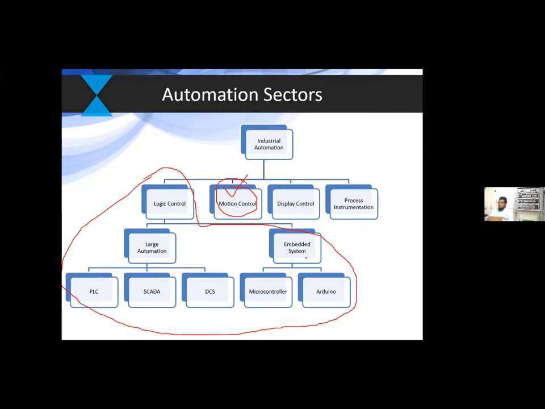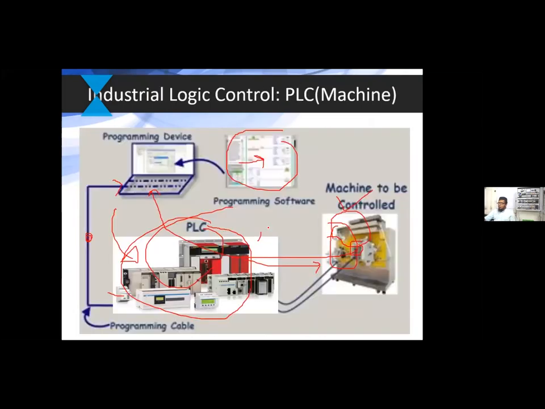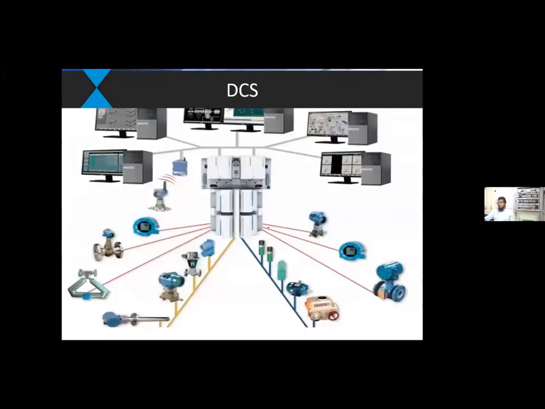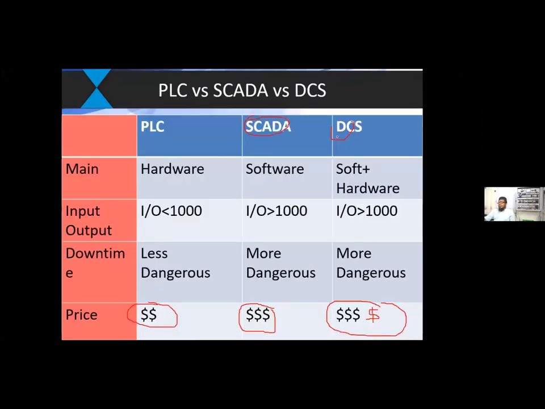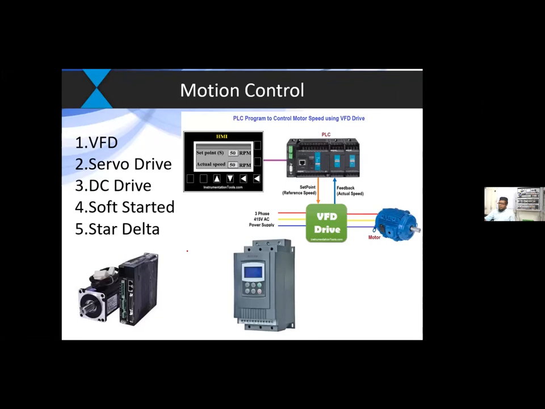What is motion control? That which rotates in the industry is called motion. So what normally rotates? In the normal sense, you can say a motor normally rotates. The motor is normally the motion part. So these are the motion control devices that are used in the industry. Okay, so the first one is the VFD. Have you heard the name VFD?